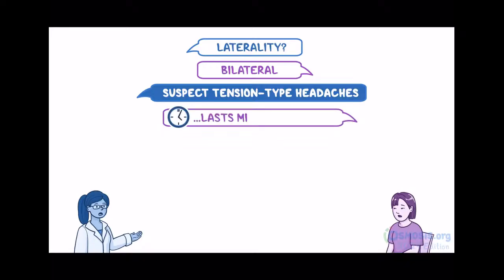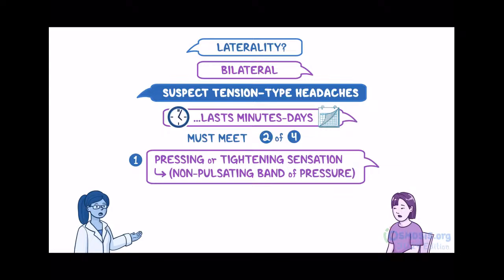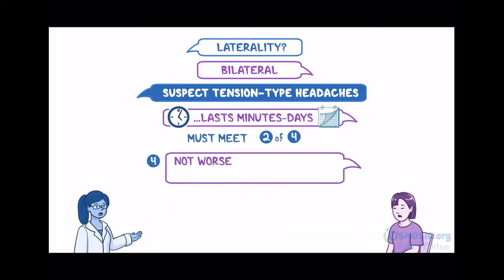This type of headache can last minutes to days and must meet at least two of the following four characteristics. First, these headaches are associated with a pressing or tightening sensation. Sometimes your patient will describe this feeling as having a non-pulsating band of pressure around the head. Next, headaches should be bilateral and mild to moderate in intensity, but they should not worsen by routine physical activity, such as walking.